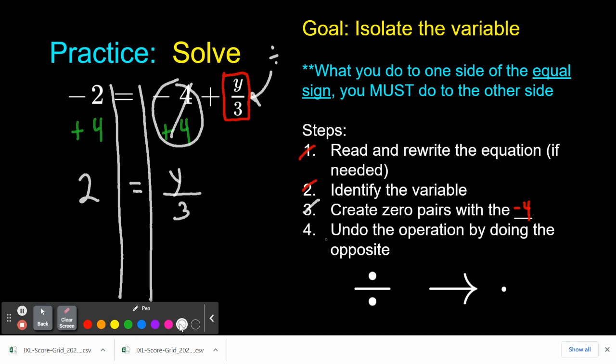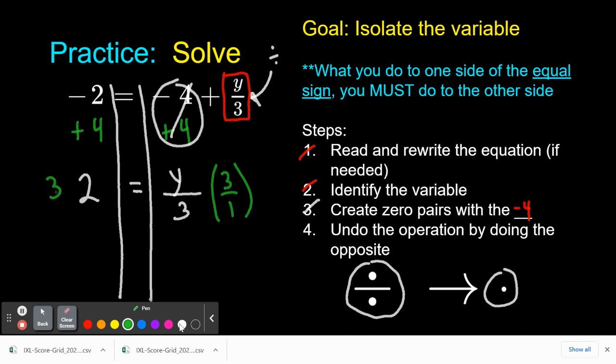Now this is where we need to do something slightly different than what we've been doing, because remember, this is y divided by 3. So to undo division, we're going to use multiplication. We need to multiply both sides by 3 to undo y divided by 3. So I'm going to multiply the right side by 3 over 1. If I multiply the right side by 3 over 1, I need to multiply the left side by 3.